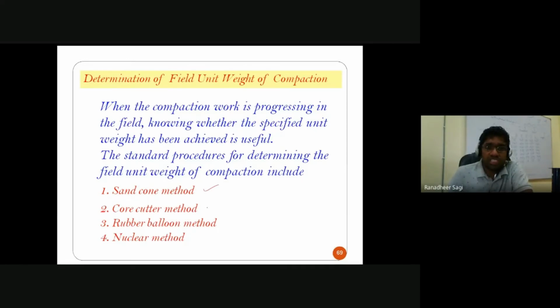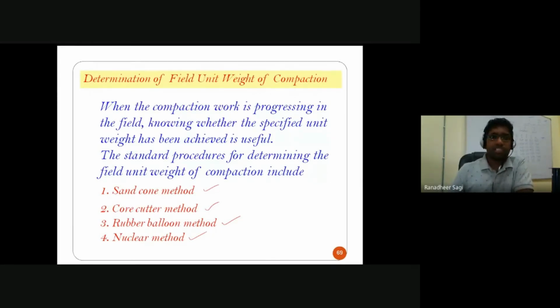One of such tests is the sand cone method, another is the core cutter method, another is the rubber balloon method, and the nuclear method, and various other methods that are available for determining the field density of the soil. Nowadays, very advanced equipment has also become available in the market. With that also, we can try to determine the density of the soil in the field.